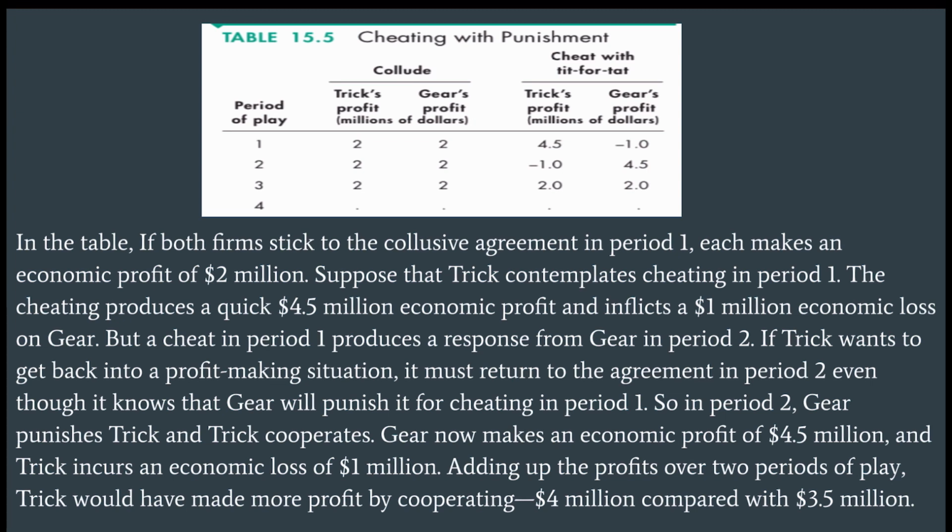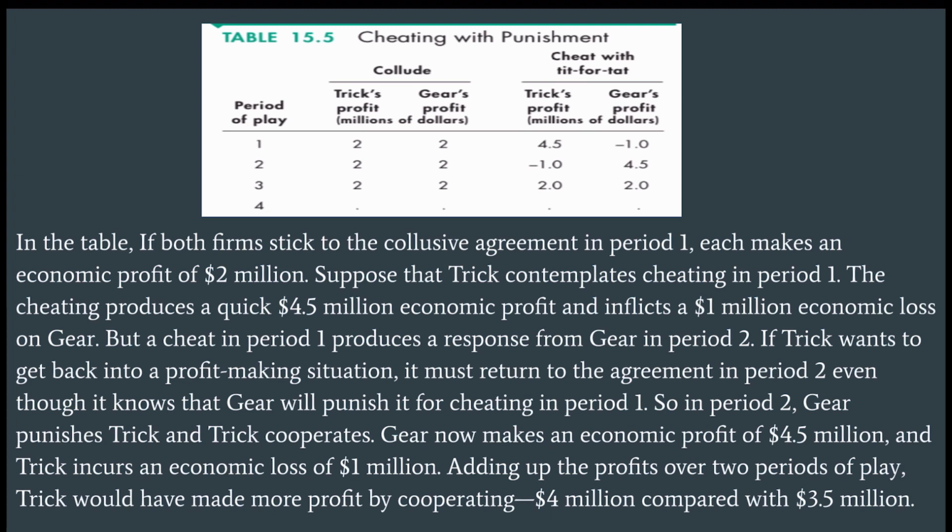But a cheat in period 1 produces a response from Gear in period 2. If Trick wants to get back into a profit-making situation, it must return to the agreement in period 2, even though it knows that Gear will punish it for cheating in period 1. So in period 2, Gear punishes Trick and Trick cooperates. Gear now makes an economic profit of $4.5 million and Trick incurs an economic loss of $1 million.